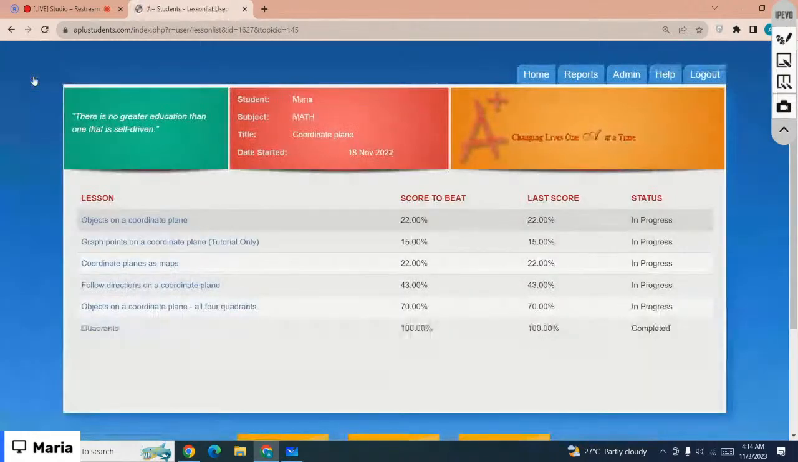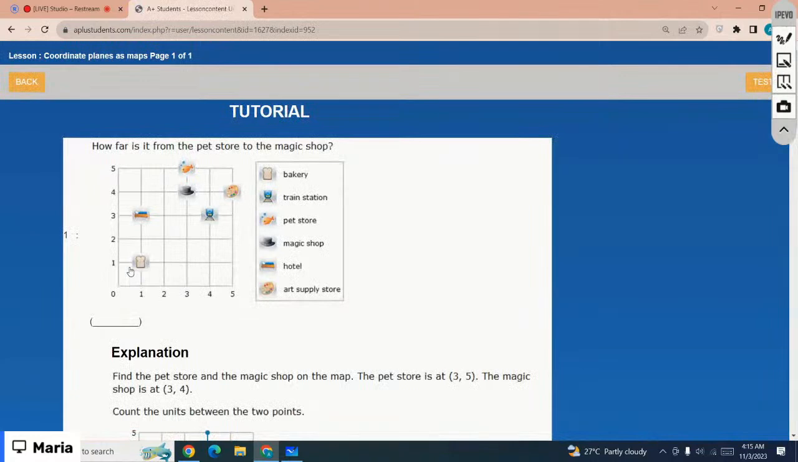Okay, the next one is coordinate planes as map. Very good. Okay, how far is it from pet store to the magic store, right? This is the map. This is the pet store, the fish one, right? This is the icon for the pet store. Here is the pet store, right? And the magic shop, here is the magic shop. So here is pet store and here is magic shop, right?